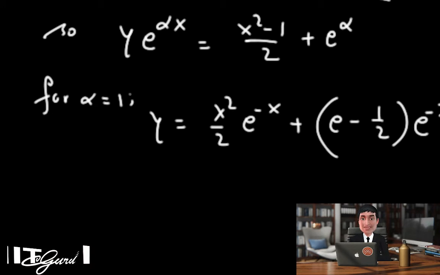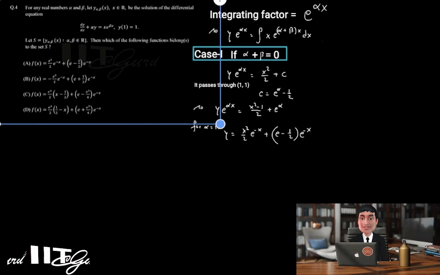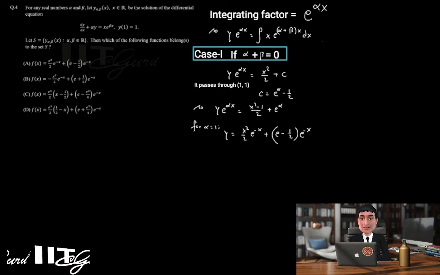You can see over here, this is here. Now let's go for case 2. For case 2, we have to consider that alpha plus beta is now not equal to 0. So if alpha plus beta is not equal to 0.